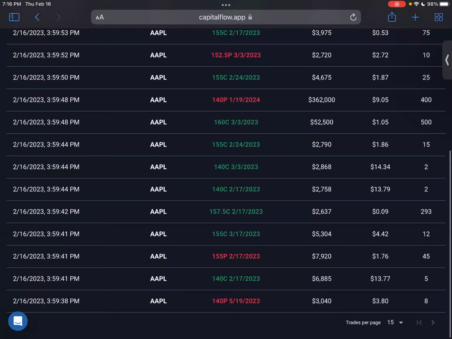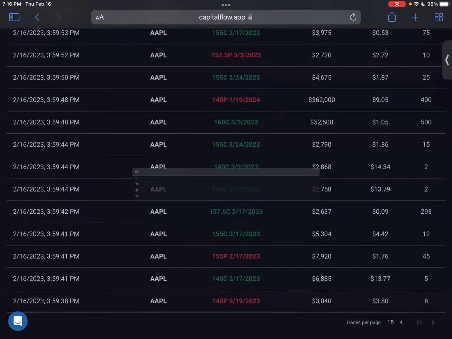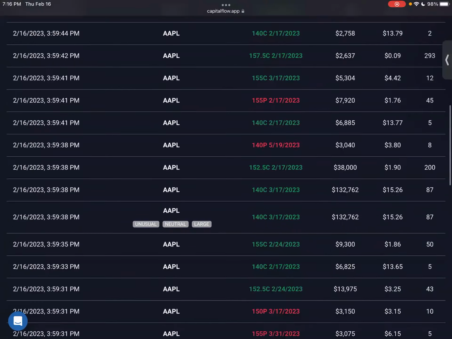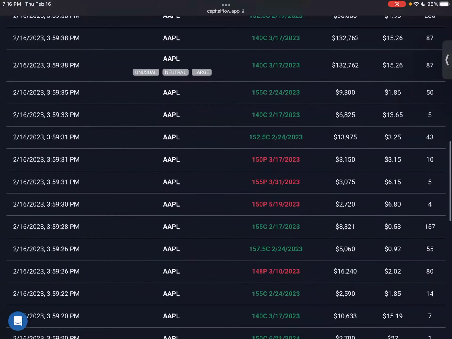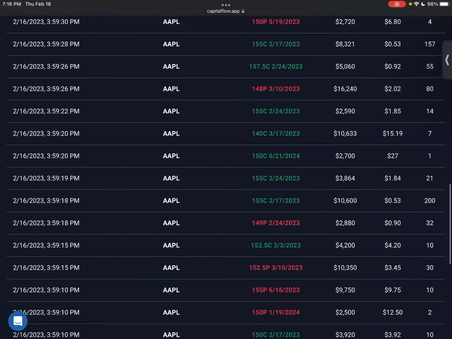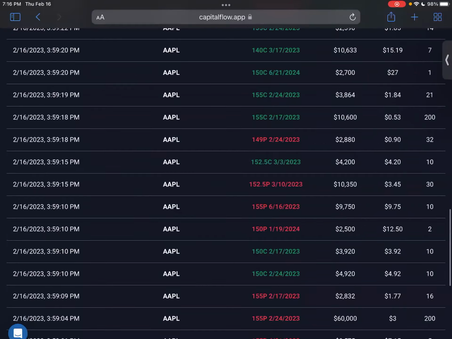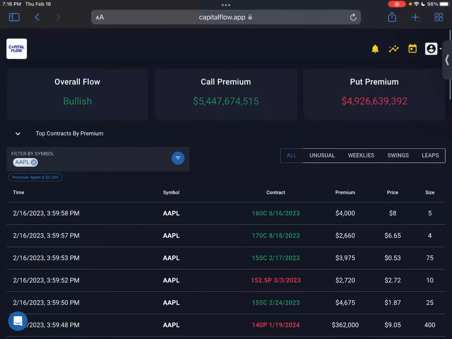I have this set to 15 trades per page. I'm going to open it to 50 just so we can scroll a little bit more. And you can see exactly in real time what Apple orders are coming in. Now, this might be a little bit overwhelming, so I'm going to tell you how you can tweak the settings and best take advantage of seeing that real-time flow come in, right?